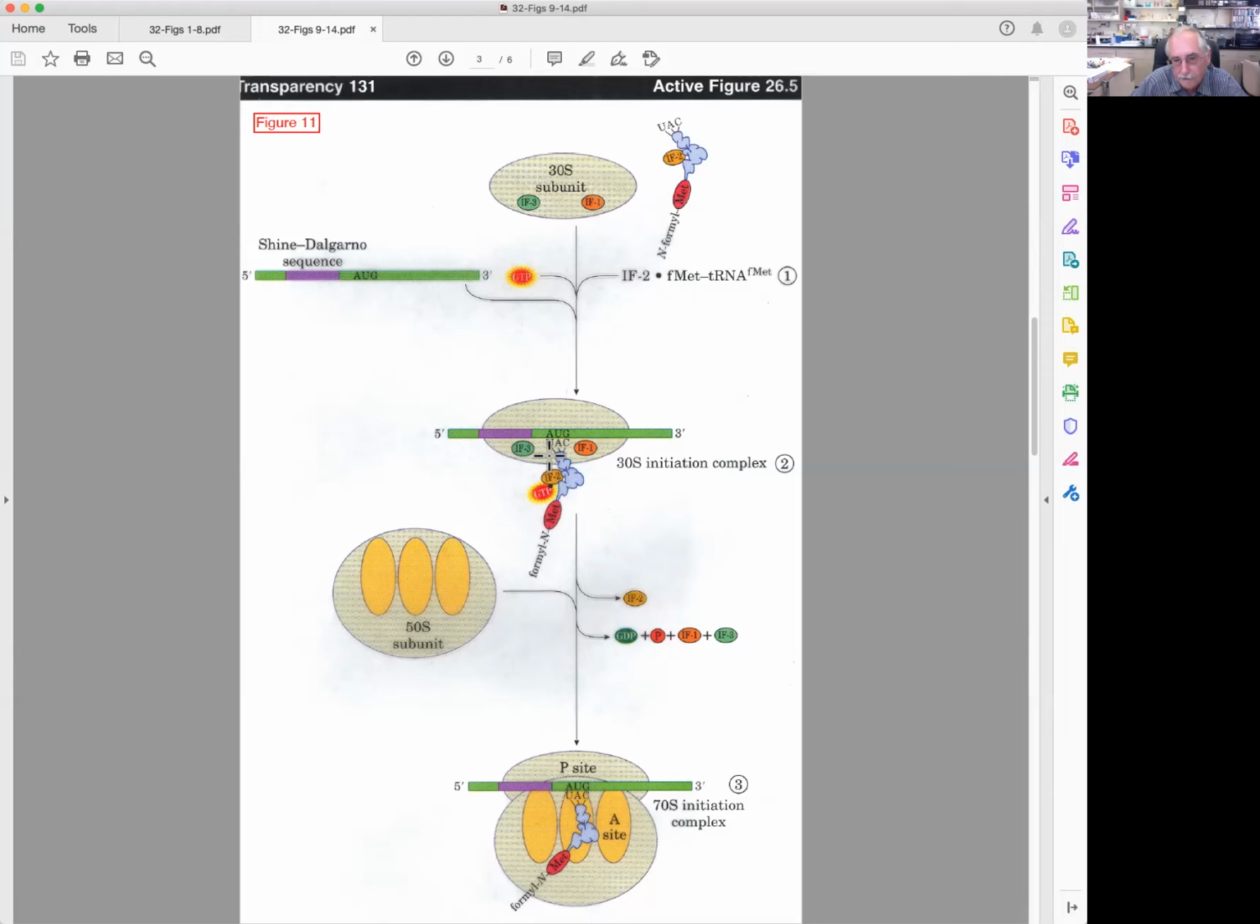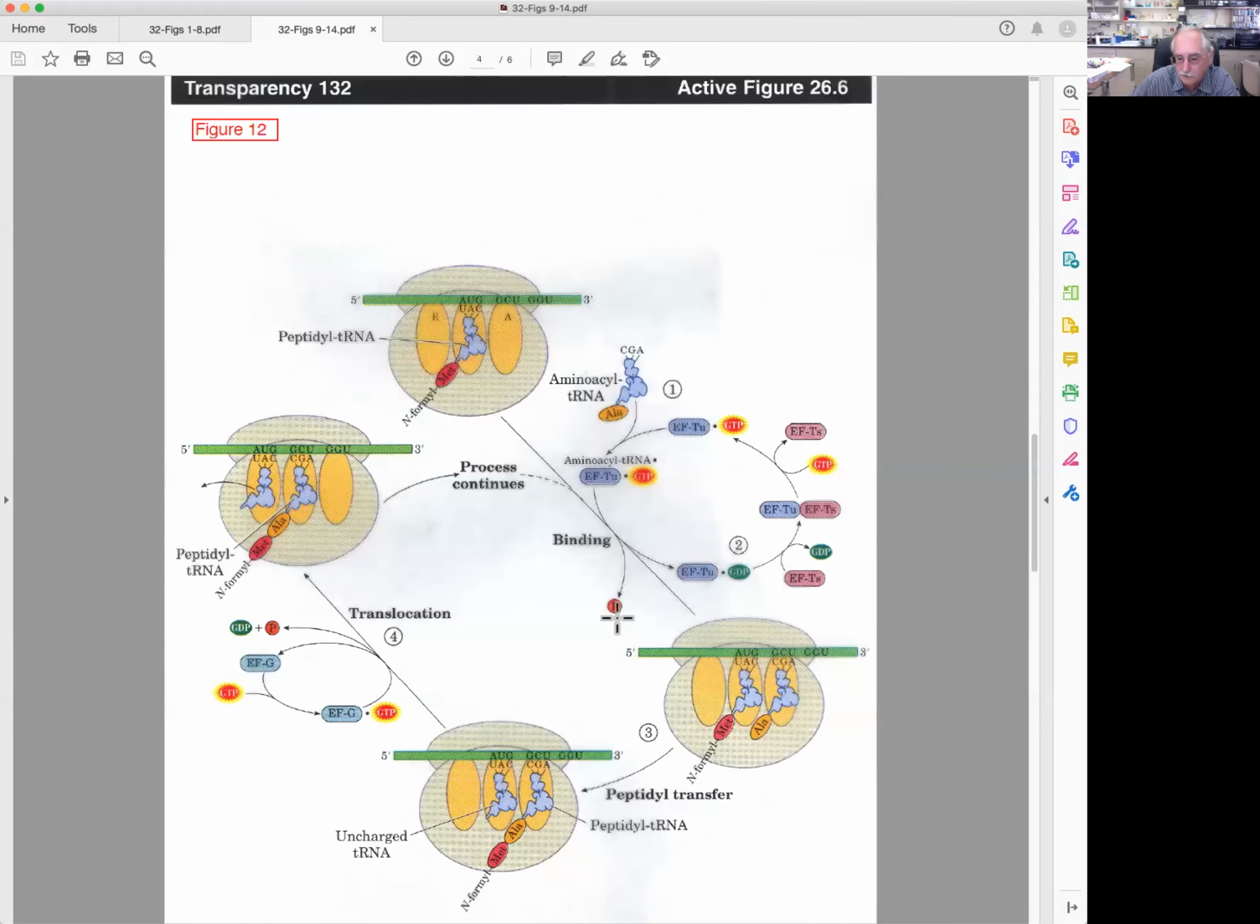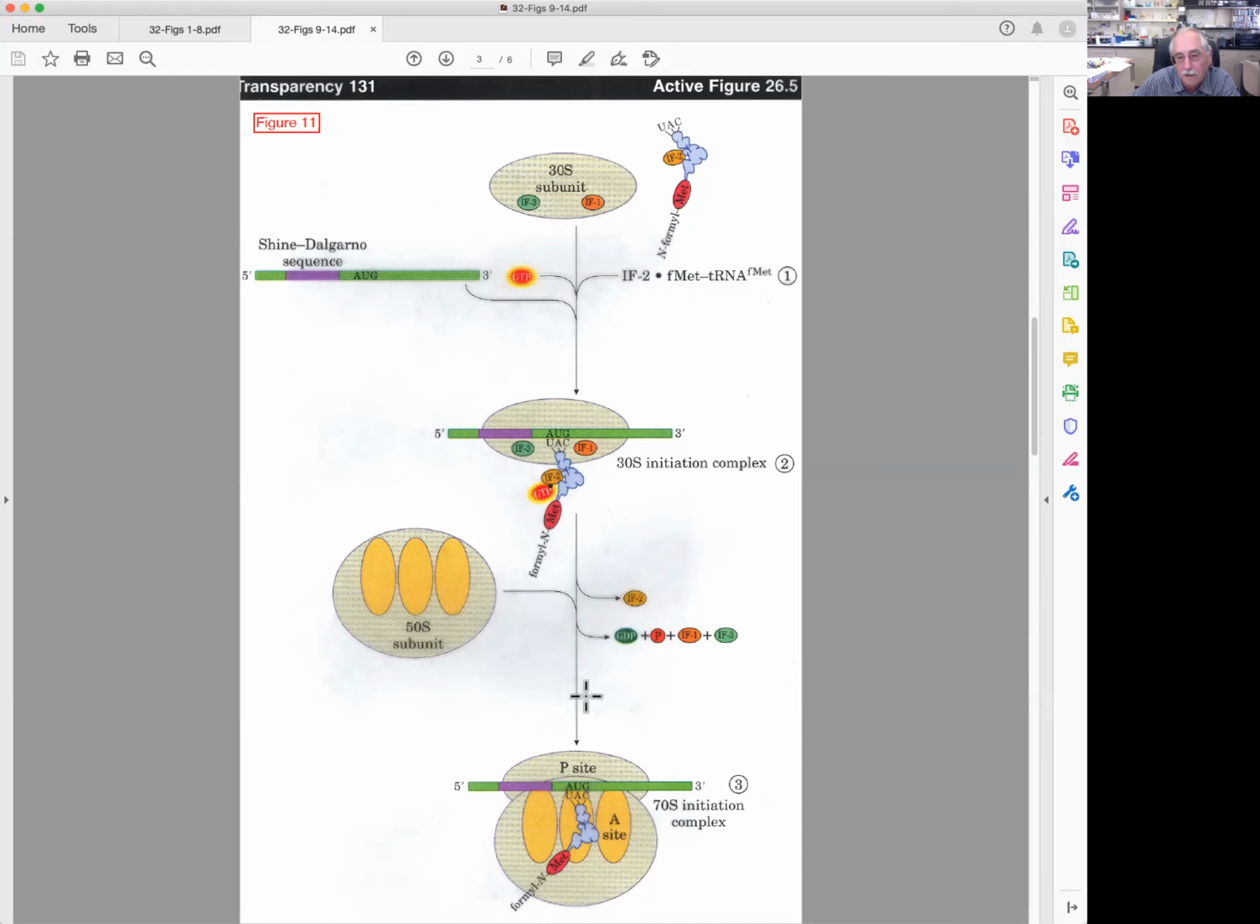So what do you need? The messenger RNA, you need some initiation factors, you need GTP, you need the first loaded-up tRNA that basically codes for the start codon. And then some factors come off, GTP is hydrolyzed, and now you're ready to go. This is the initiation complex. Everything is all together now.